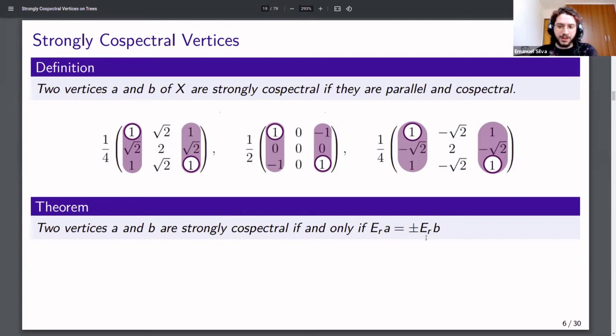Of course, a and b are parallel here. And since they are idempotents, we can again see that the aa entry is going to be equal to the bb entry because of this plus or minus sign.